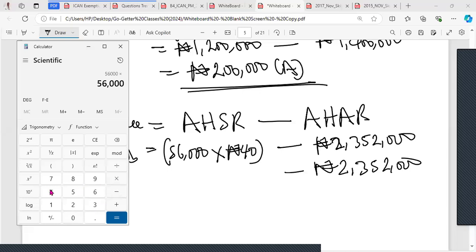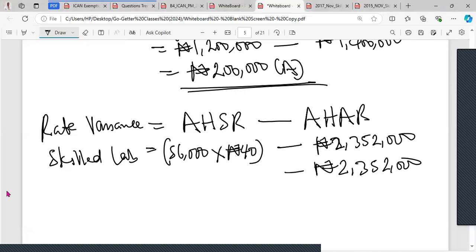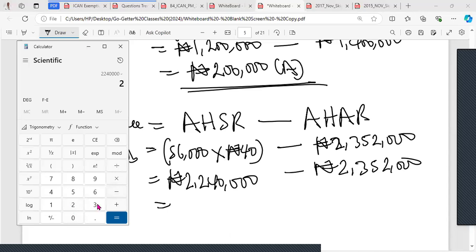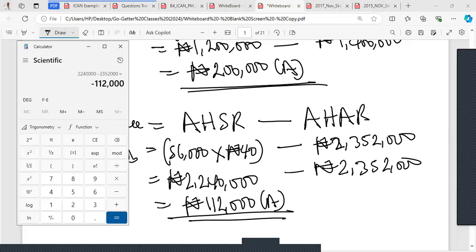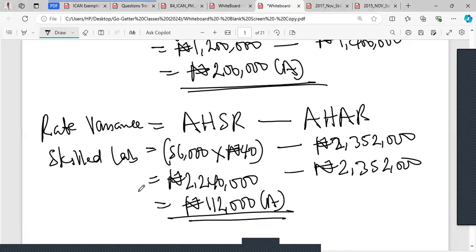And while we tidy up this one, 56,000 times 40 gives us 2,240,000. So that's giving us 2,240,000 minus 2,352,000. That gives us 112,000 adverse. So that's it. Then we have done for skilled.